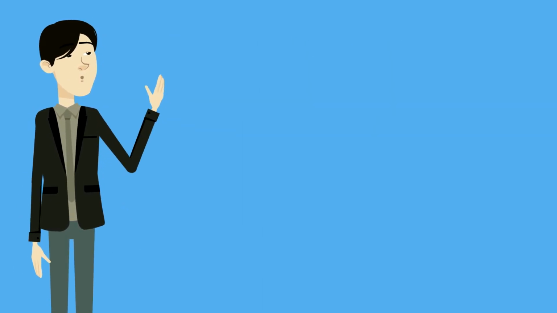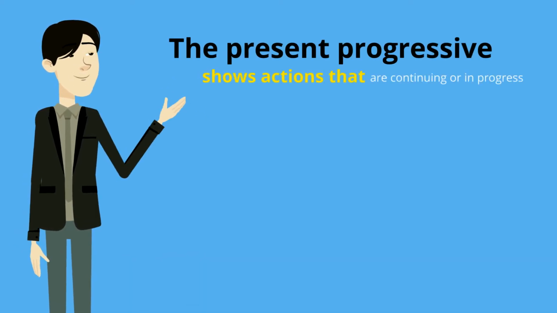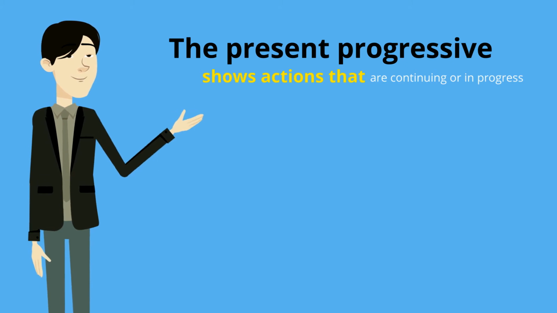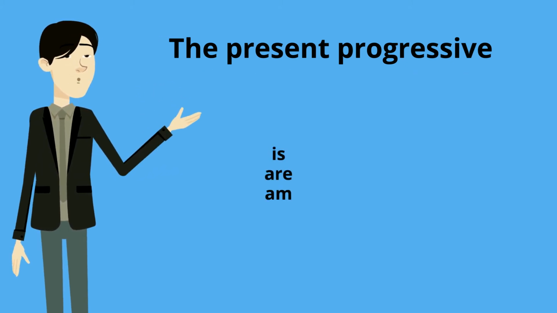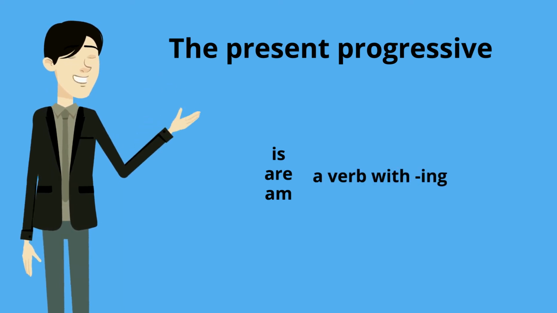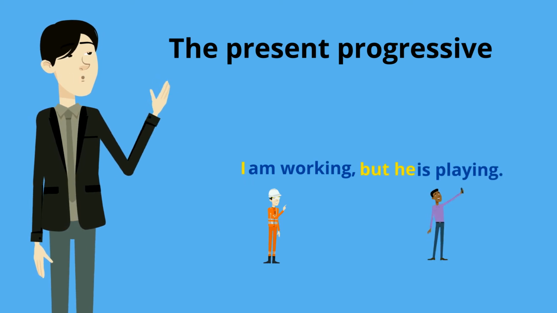Progressive tenses are also three types. The present progressive is used for actions that are continuing or in progress. We form this tense by adding the appropriate form of be in the present and a verb with ing. Example: I am working, but he is playing.